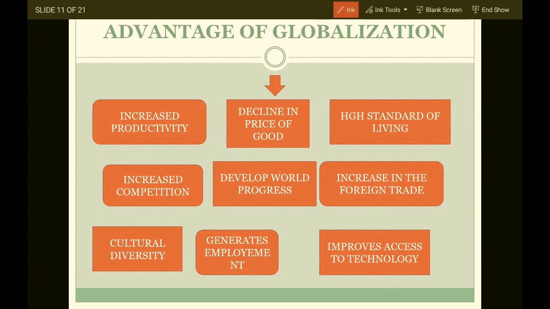Now, the advantages of globalization. This is one of the most important points to remember. Advantage of globalization: high standard of living. Let us focus on this point. How does a high standard of living come about?